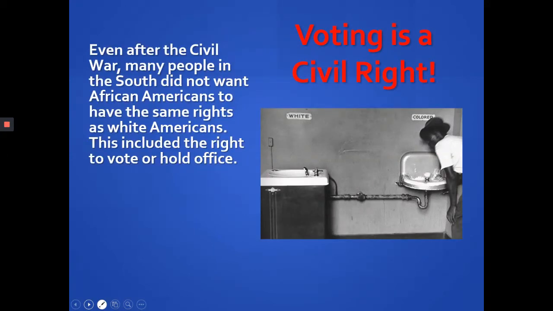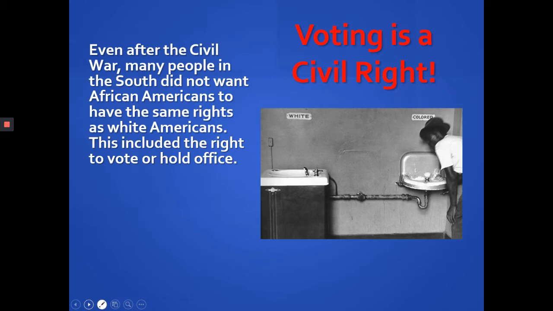All right. So one of the things that we really want to focus on when we talk about gaining the right to vote, we want to talk about the Civil Rights Amendment. Voting is a civil right. It is something that you are entitled to do as a citizen of the United States. But after the Civil War, people in the South just did not want African Americans to have the same rights as white Americans. And this includes voting and holding office.